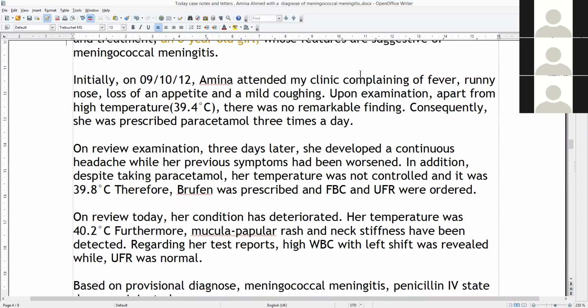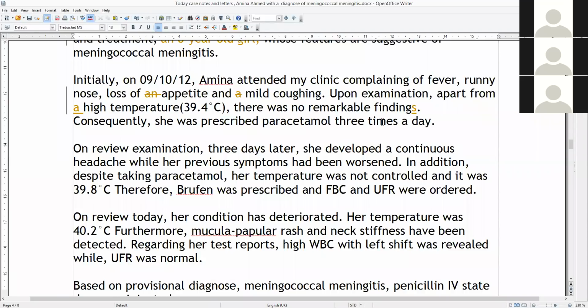Initially, Amina attended my clinic, complaining of fever, runny nose, loss of appetite. We don't need an article there. Mild coughing, again, we don't need an article because it's a continuous verb. It's coughing activity. It's not a singular one-off event, so we don't need a singular article. Upon examination, apart from a high temperature, there was no remarkable finding or findings.